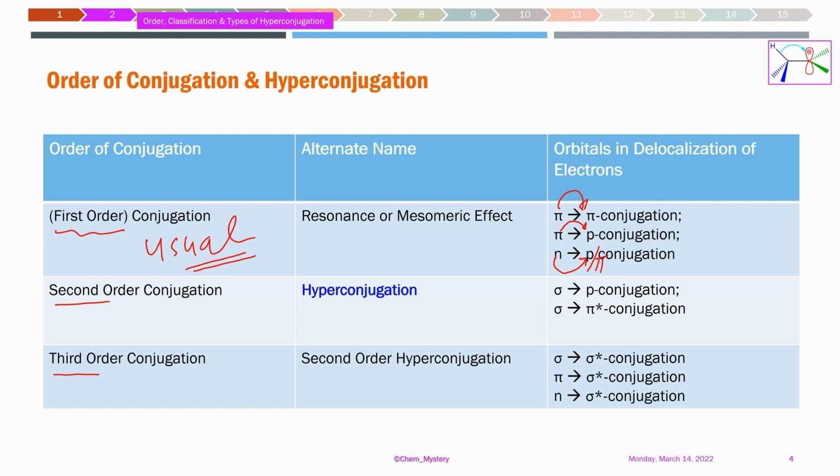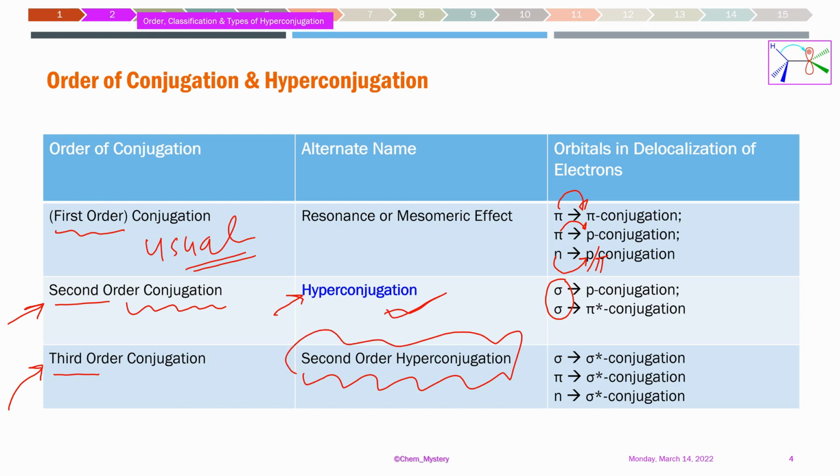In second order conjugation, the conjugation is going to be even weaker, and importantly, the electrons which are being delocalized are going to be the sigma electrons. This kind of thing is what we have called hyperconjugation. Please note, when we have got second order conjugation, that is considered as hyperconjugation. So when it comes to third order conjugation, that is what we are calling second order hyperconjugation.